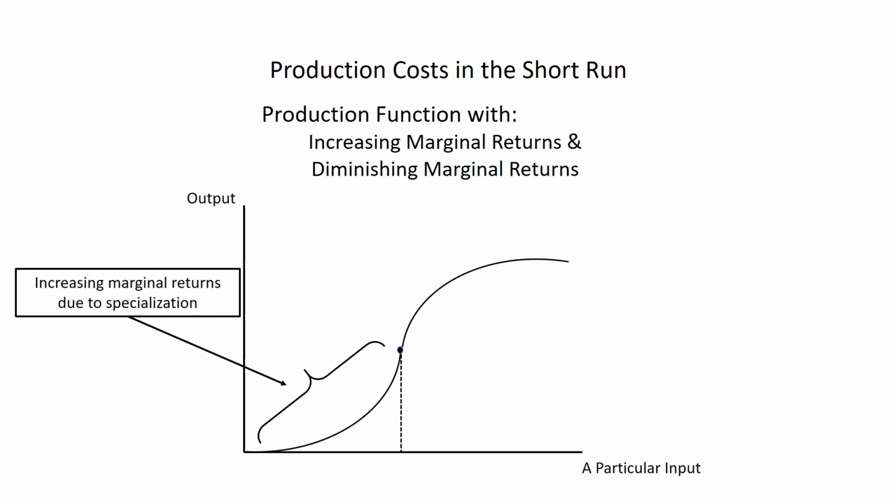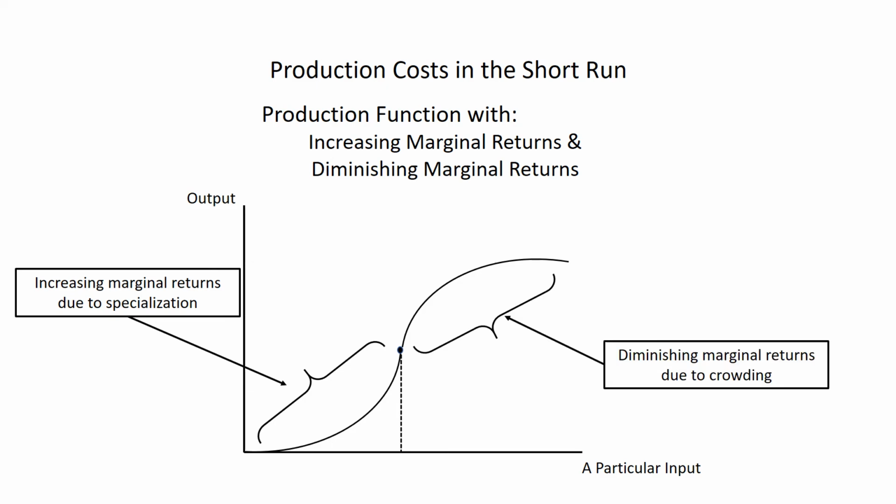Let's now look at the complete production function with both increasing marginal returns and diminishing marginal returns shown. In the first part there, where the production function is rising at an increasing rate, this shows that marginal returns are increasing as a result of specialization. And here, the production function begins to flatten out, showing that marginal returns are diminishing. In our example, this was due to crowding.